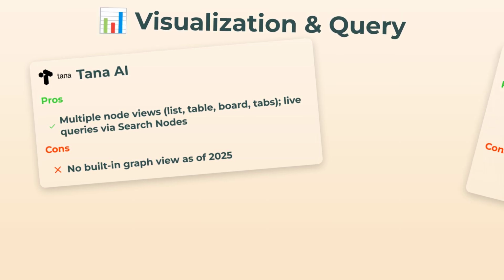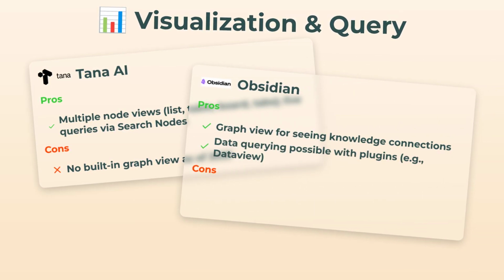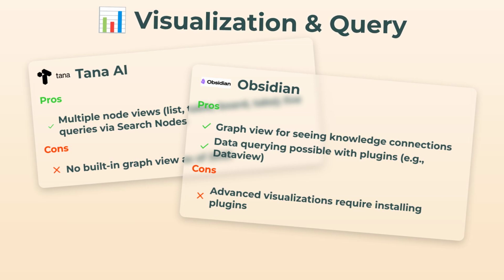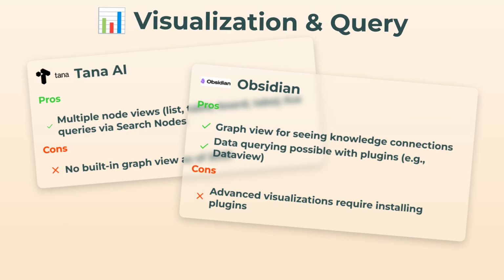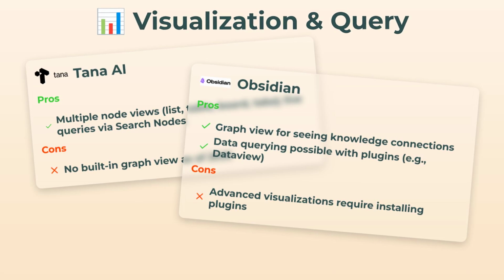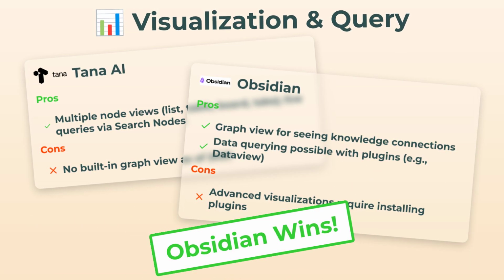Obsidian not only has a graph view out of the box, it's iconic at this point, but you can also dive deeper with plugins like DataView for more advanced querying and data viz. You do have to add plugins for some fancy stuff, but honestly it's a powerhouse if you love seeing your data connections mapped out. Obsidian takes this one.